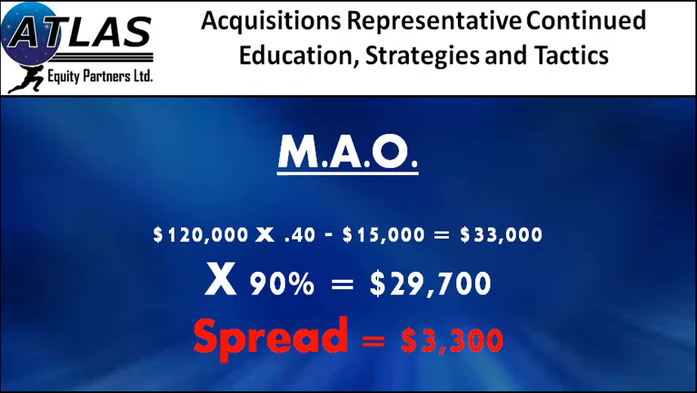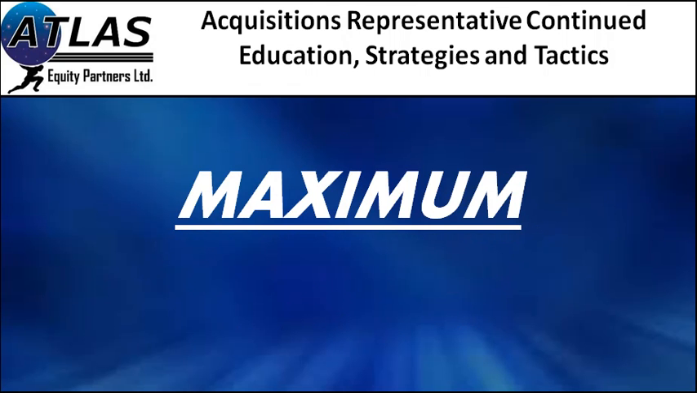Now, remember, the MAO is the maximum. Do not start your bids at that point, because that's where you want to end up. That's your ceiling. With all negotiations, you always start low and you know where you have to be. You want to be under your MAO.